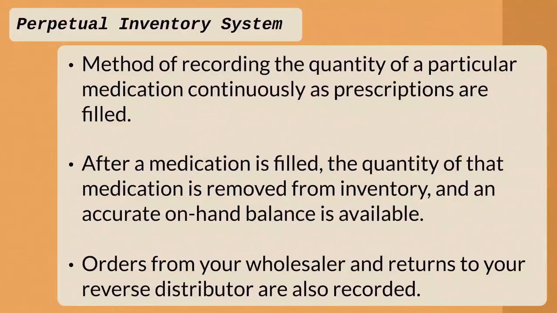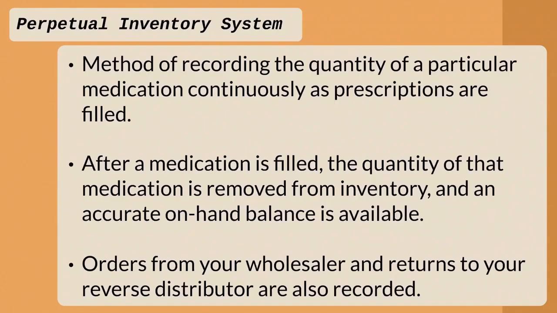So now we'll talk about perpetual inventory systems. These are a method of recording the quantity of a particular medication continuously as prescriptions are filled. So this is a continuous monitoring of how much stock we have. After a medication is filled, the quantity of that medication is removed from inventory and an accurate on-hand balance is available. Orders from your wholesaler and returns to your reverse distributor are also recorded. So with this being said, this is basically a continuous monitoring of your stock.